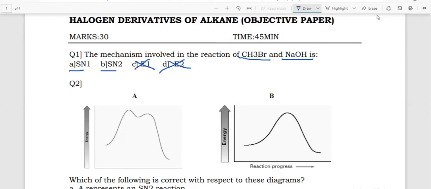Now this is a primary alkyl halide. Since it is a primary alkyl halide, we'll use the SN2 mechanism for this reaction. So the reaction follows the SN2 mechanism as this alkyl halide is a primary alkyl halide.